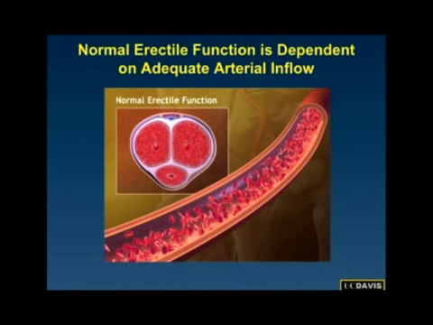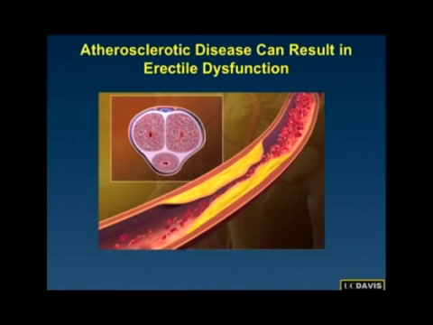For normal erectile function, you have normal blood flow, which results in normal erectile function. If you have an atherosclerotic lesion, in some young men there are traumatic lesions or vessel injury, but in this case, an atherosclerotic lesion, there's poor inflow and therefore erectile dysfunction.